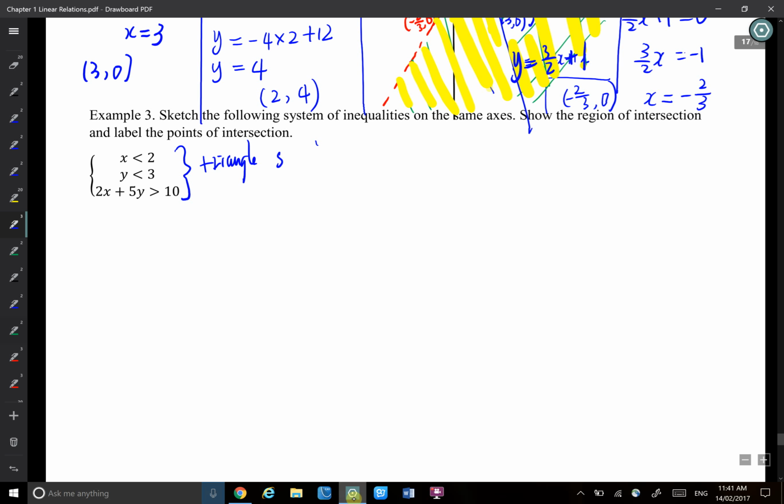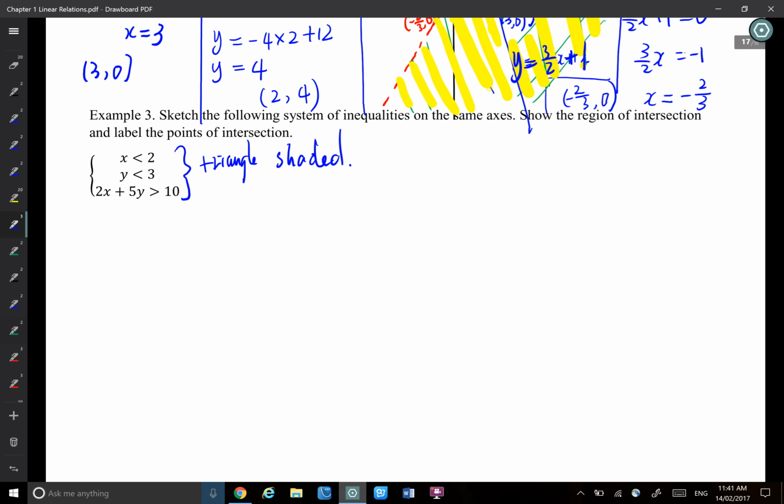Why do I tell you this? Because there can be a lot of questions on the exam or on the topic test, and there must be one question similar to this. Must be a 3 inequality question that asks you to shade areas and also asks you to find points of intersection. There must be one question like that.